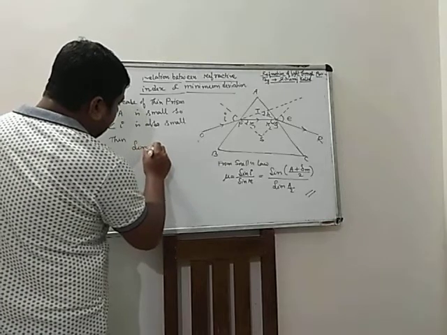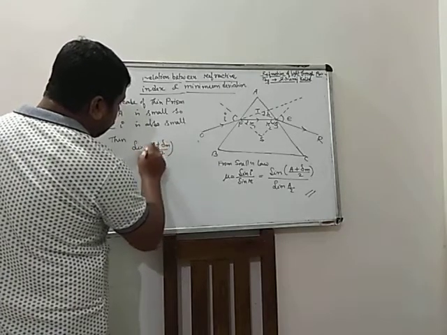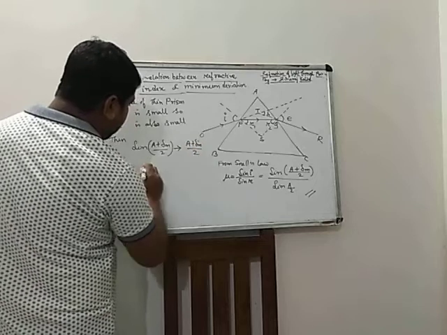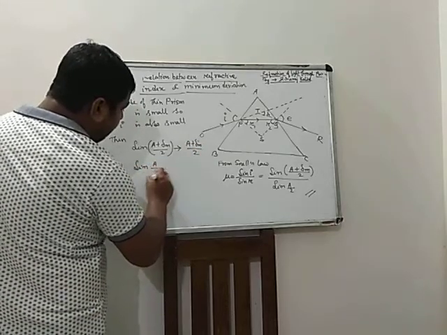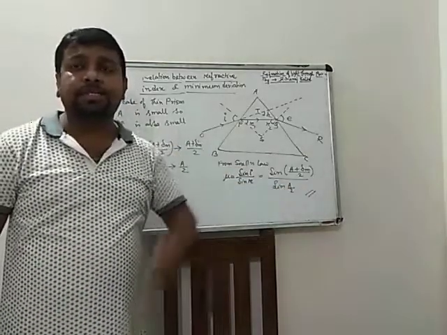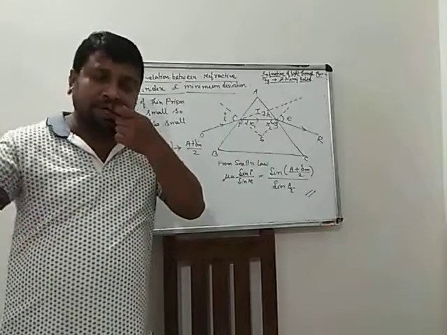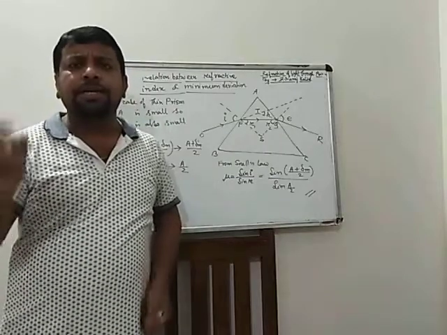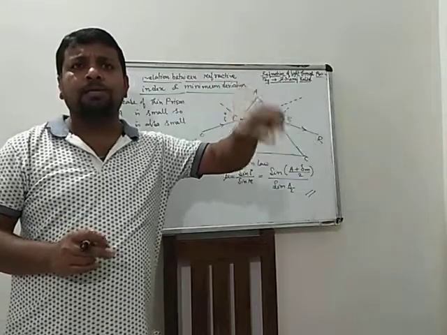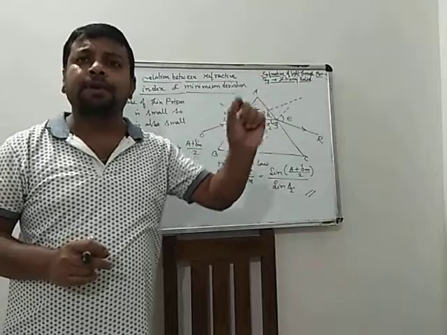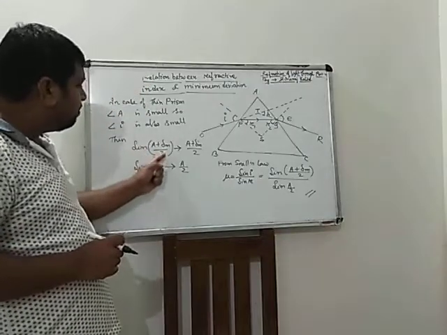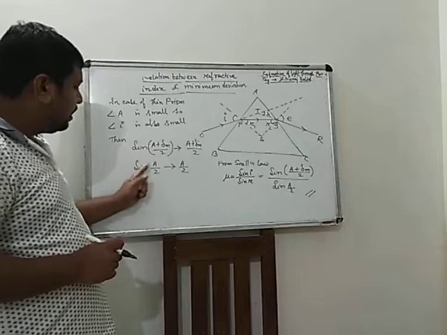sin of A plus delta m by 2 tends to A plus delta m by 2, and sin A by 2 tends to A by 2. Just as we said earlier sin I tends to I and sin R tends to R, as in spherical surfaces, here also if the angle is small, sin theta tends to theta. Therefore sin A plus delta m by 2 tends to A plus delta m by 2 and sin A by 2 tends to A by 2.